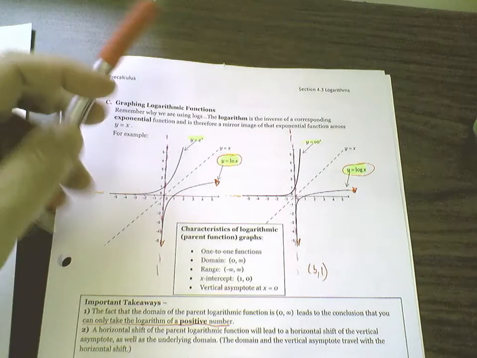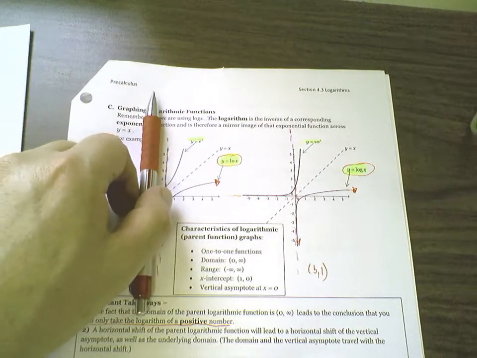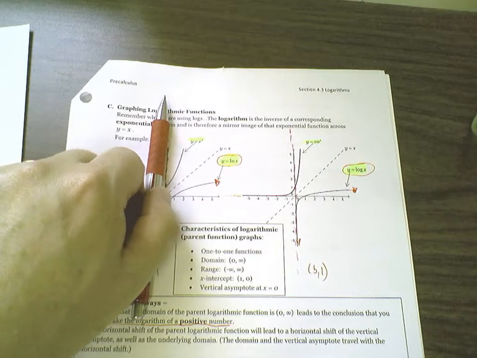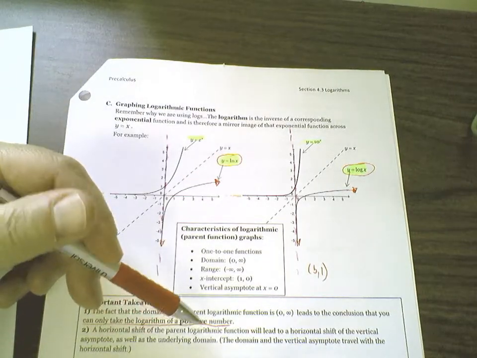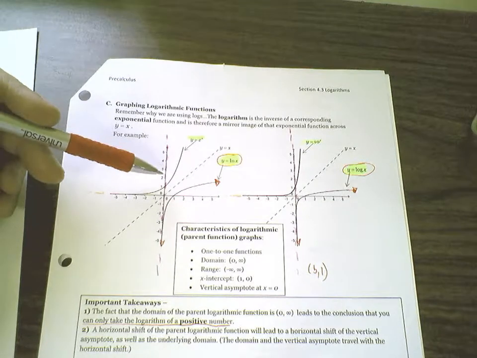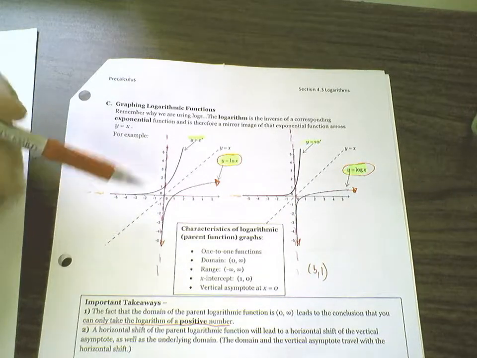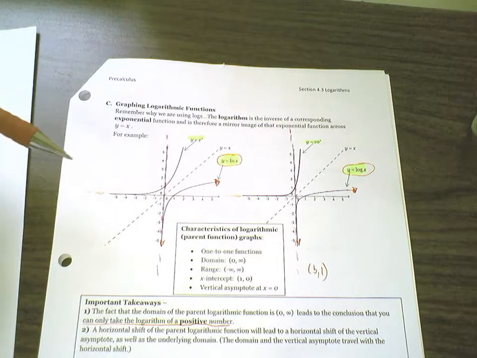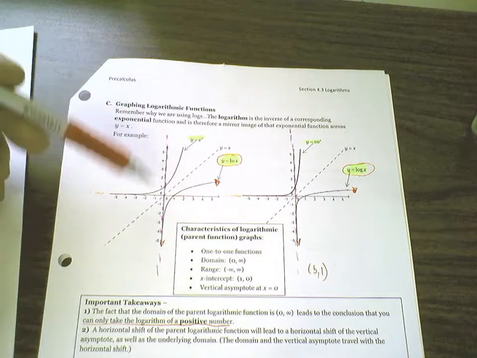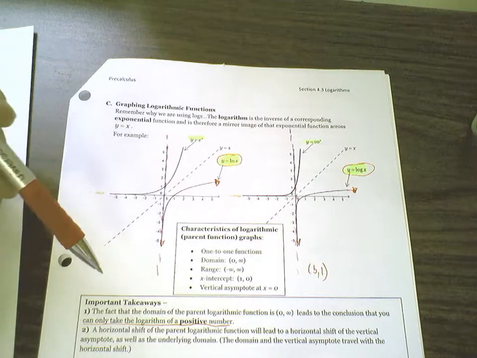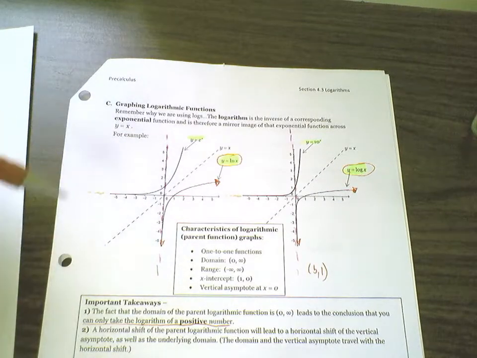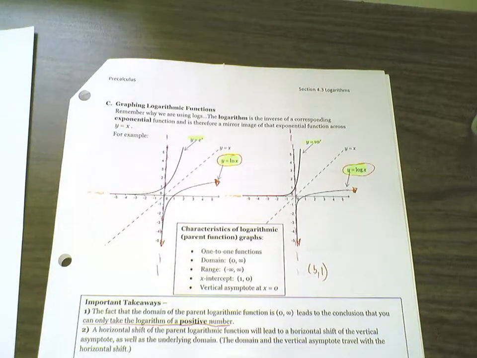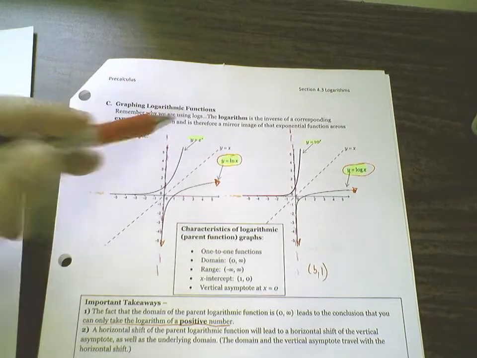And another point is, when we take our parent logarithmic function with the vertical asymptote at x equals 0, any horizontal shift that we have of the parent is going to take the vertical asymptote with it. Just like the horizontal asymptote of an exponential function moved with a vertical shift, the vertical asymptote of a logarithmic function will move with a horizontal shift. Very, very important point to take. So that's our fundamentals of graphing logarithmic functions.